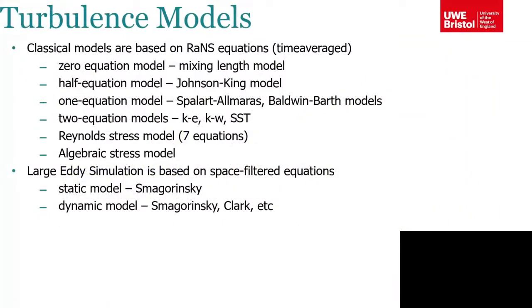Turbulence models, the classical models, are based on Reynolds-averaged Navier-Stokes equations. The time-average zero equation model is called the mixing length model, and the half equation model is the Johnson-King model. One equation models are Spalart-Allmaras and Baldwin-Barth. Two equation models are like K epsilon, K omega, shear stress transport, or the Reynolds stress model, where you have seven equations. And then you have what you call algebraic stress models.